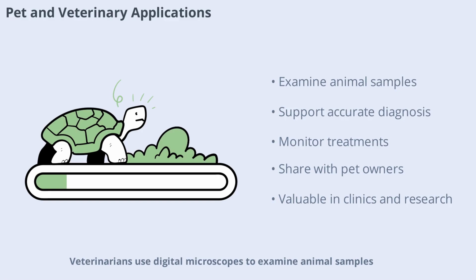Veterinarians use digital microscopes to examine animal samples, diagnose diseases, and monitor treatments. High-resolution images support accurate diagnosis and effective care. Sharing images with pet owners or specialists helps explain conditions and treatment options. Digital microscopes are valuable tools in both clinical and research settings for animal health.